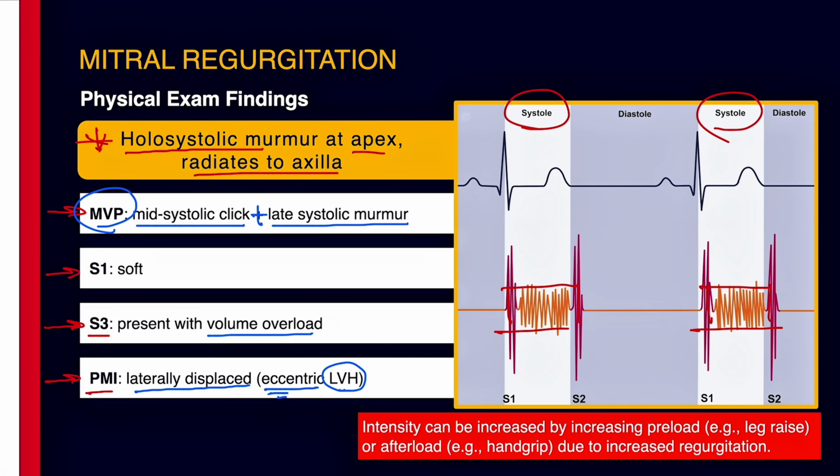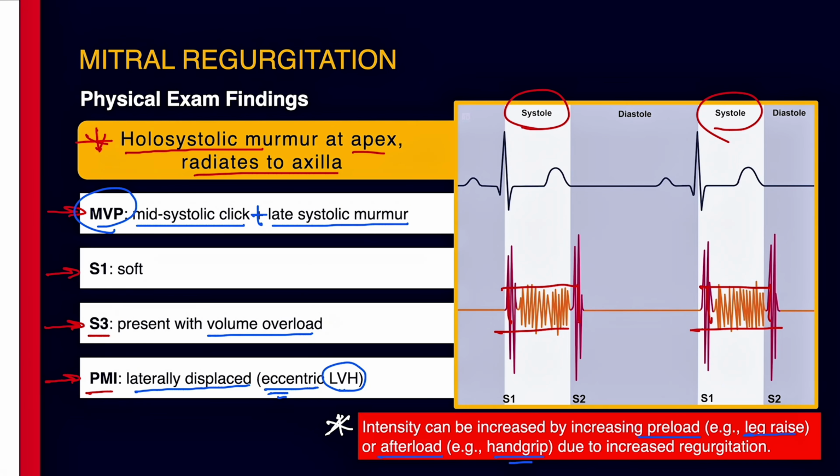Let's just remember how we can increase the intensity of this holosystolic murmur. We can increase it by increasing preload or by increasing afterload. We can increase preload, for example, by doing a leg raise, and that's why you increase the holosystolic murmur. Or you can increase afterload, and because the resistance of blood flowing across the aorta is increased, for example, by doing hand grip, more blood will go back into the left atrium, and we're going to increase the intensity of the holosystolic murmur as well.